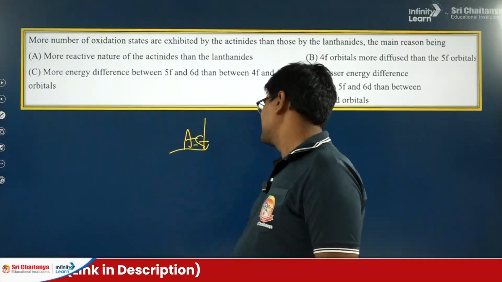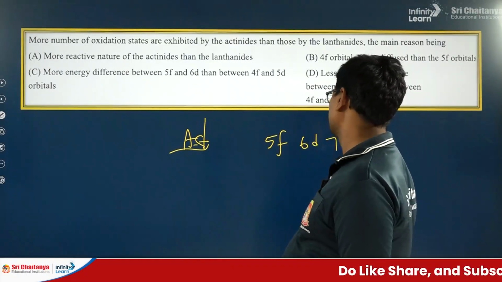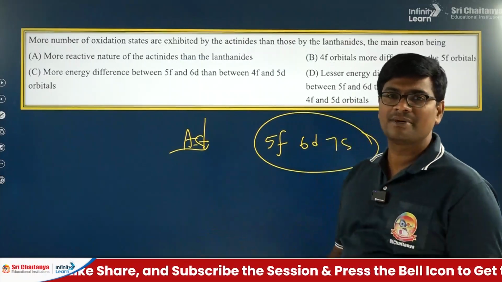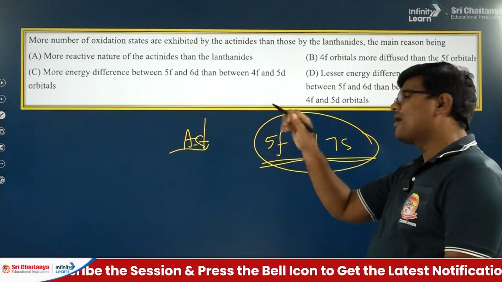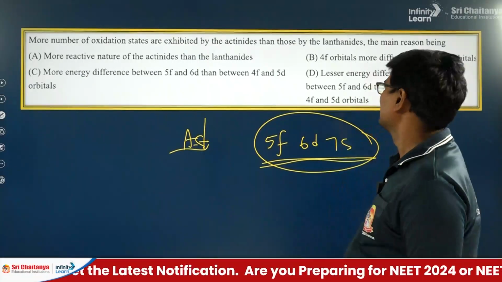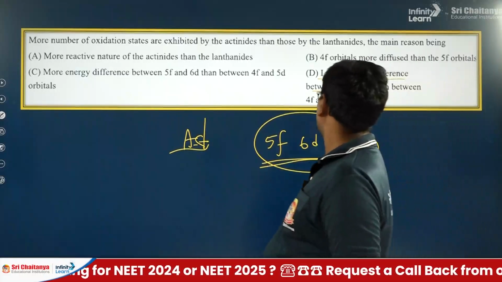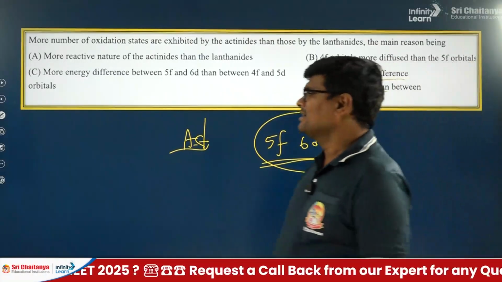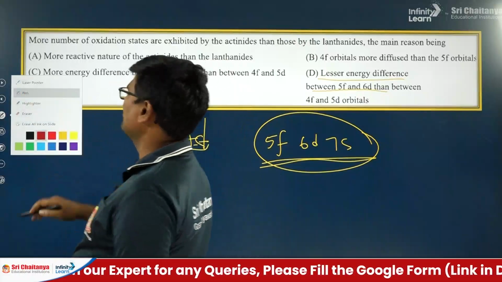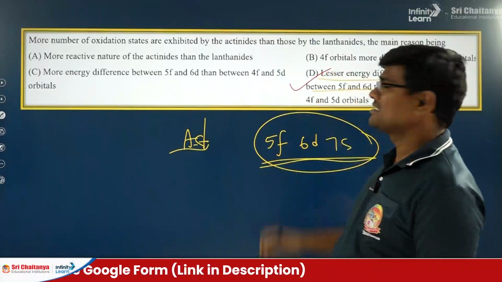In case of actinides, here the orbitals are 5f and 6d and 7s. The energy gap between these orbitals, as n value increases, energy gap decreases. Since the energy gap is small between these orbitals, we can remove s electron, d electron as well as f electrons. Therefore, the energy difference between 5f, 6d and 7s is lesser than between 4f and 5d. Due to the small energy difference, the actinides show the variable oxidation states compared to the lanthanides. This is the option D is the right statement.